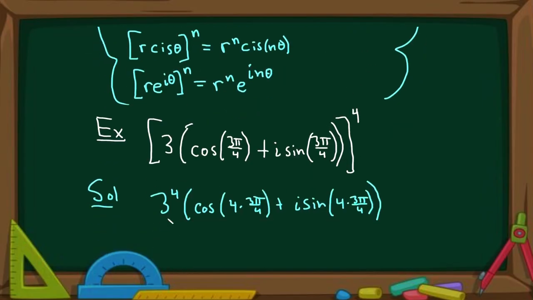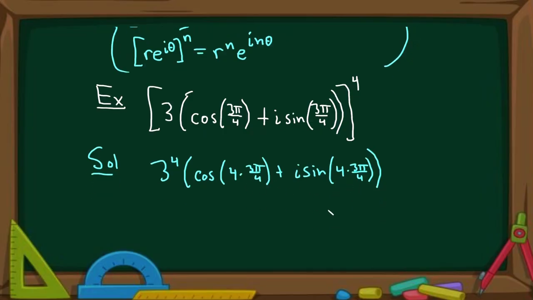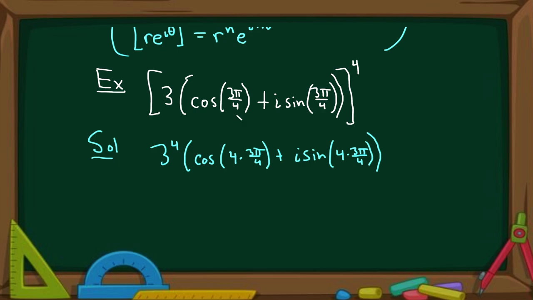So it's 3 to the n, where n is 4 here. Cosine n theta: n is 4, theta is 3 pi over 4. i sine n theta: n is 4, theta is 3 pi over 4. So very simple. Now we can clean this up. We can cancel these 4s. 3 to the 4th is 81, because it's 3 squared times 3 squared, which is 9 times 9, which is 81.